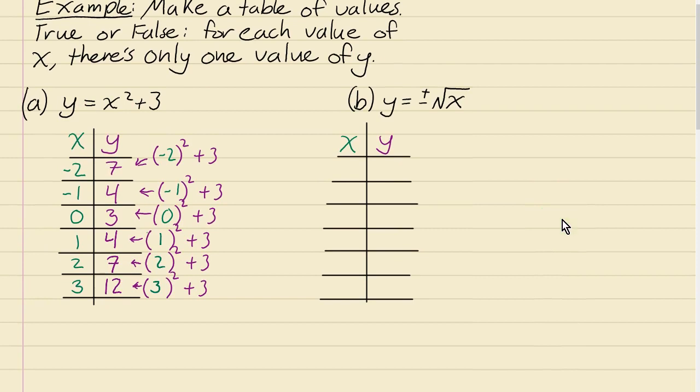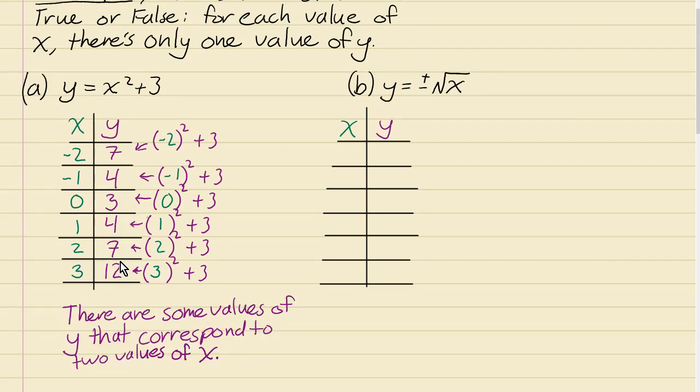So, for example, if x is -2, is there one value of y that goes with it? Yes, there's only one number, 7. Even though there's another value of x that goes with that 7, that means that there are some values of y that correspond to two values of x. But that's not what the question's asking. The question is asking for each x, if you pick a particular number for x, do you only get one y from that? And the answer to that is yes. So this statement is true.